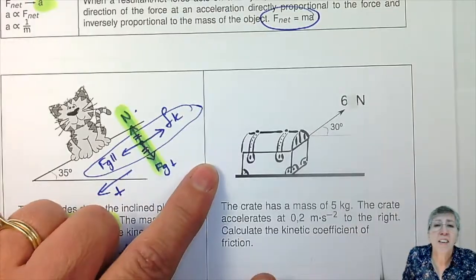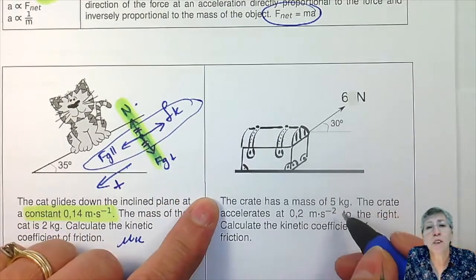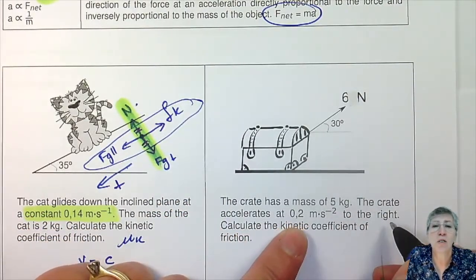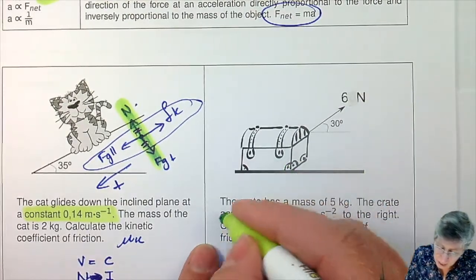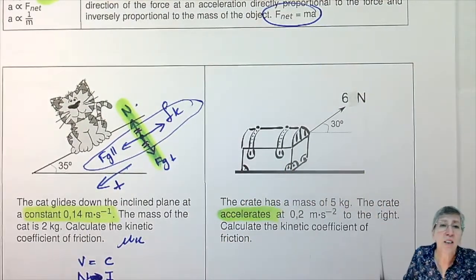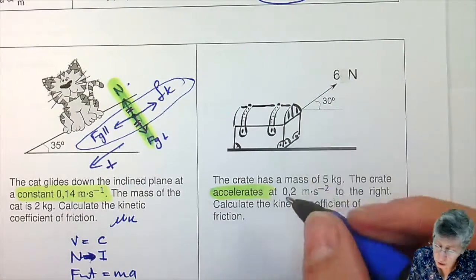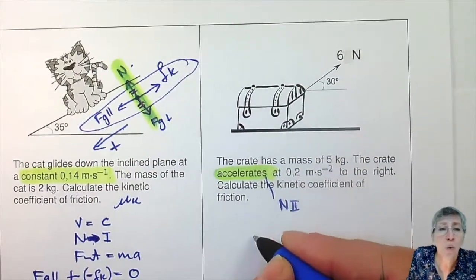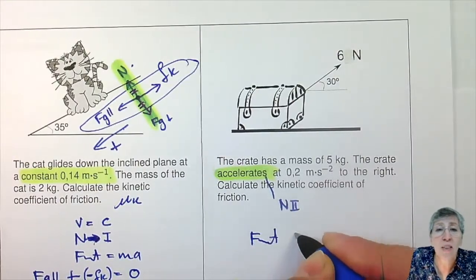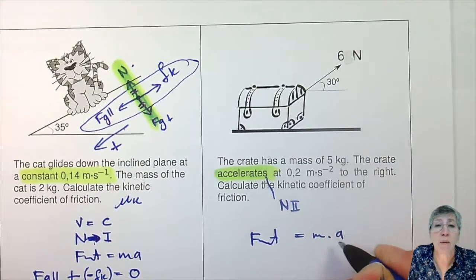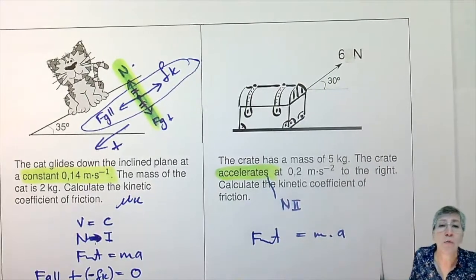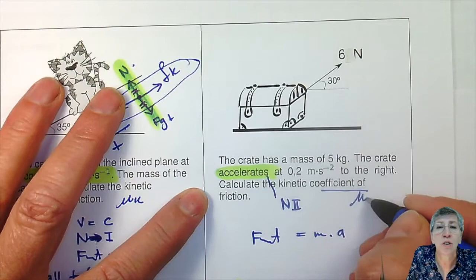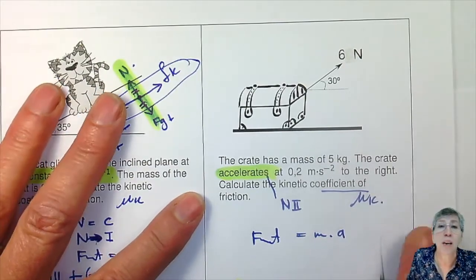Right, in the next question, the crate has a mass of 5 kilograms and the crate accelerates at 0,2 meters per second squared to the right. Immediately, accelerate, that's going to tell me I am working with Newton's second law, right? And then we always start with F net equals m times a. Because it's accelerating, there will be a net force to the right. And once again, they ask us to calculate the coefficient of friction, so we're looking for mu k again.